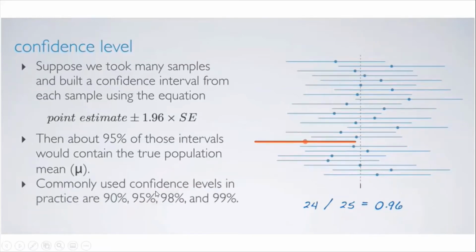We commonly use confidence intervals of 95%, 98%, 99%. Normally we use 95%, and sometimes we use 99%. But if you use 99%, you need a large sample size.